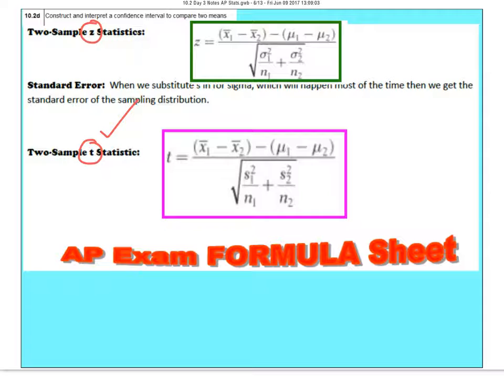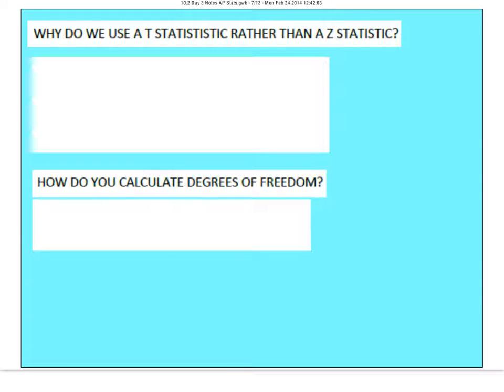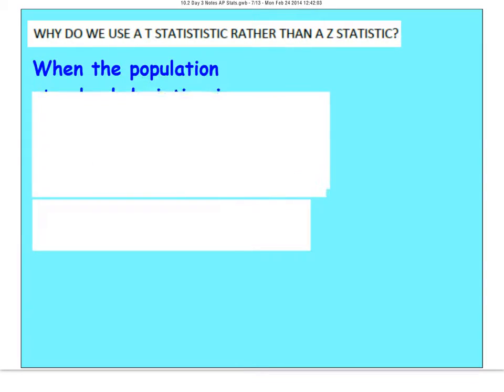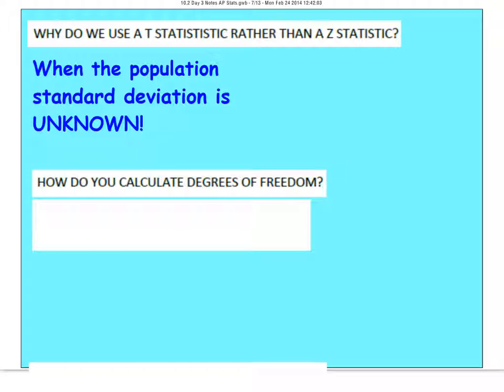Now, if it's a t, it's very similar. We're still going to find the difference of our two samples, and we subtract from it the difference of our new mean, or what our new mean is. Now, instead, we're going to use the actual sample standard deviations and combine them to get the new one. As we said earlier, why do we use t rather than z? When the population standard deviation is unknown, we absolutely use the t statistic.